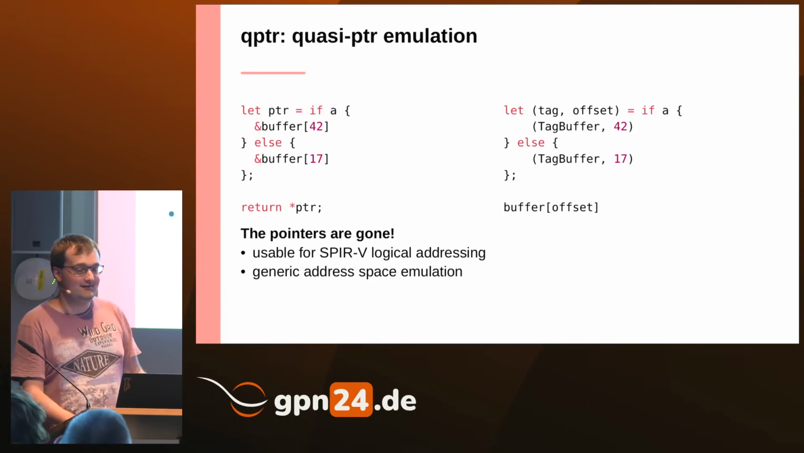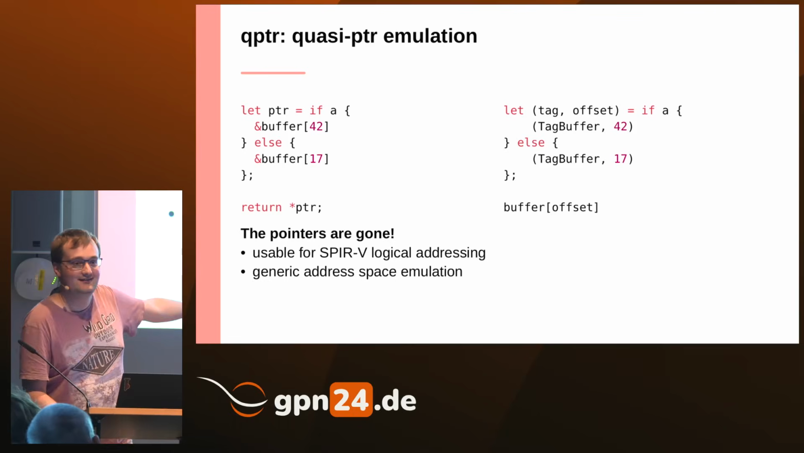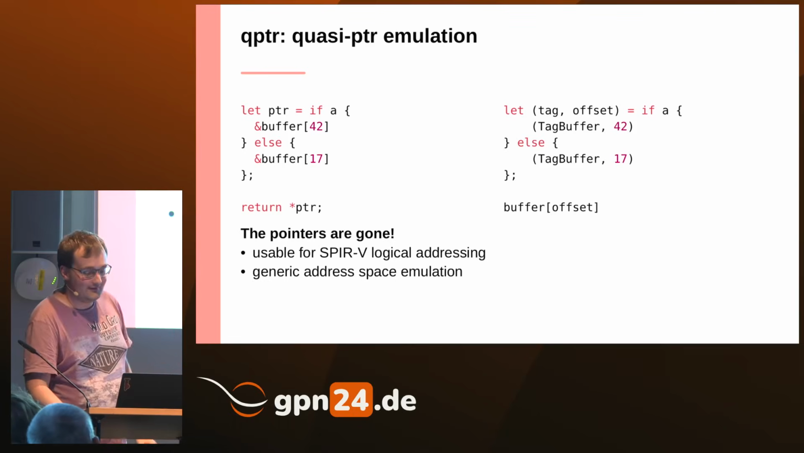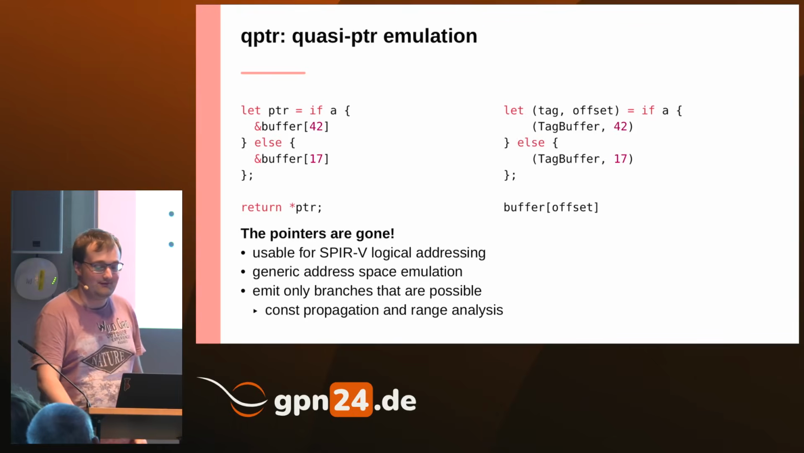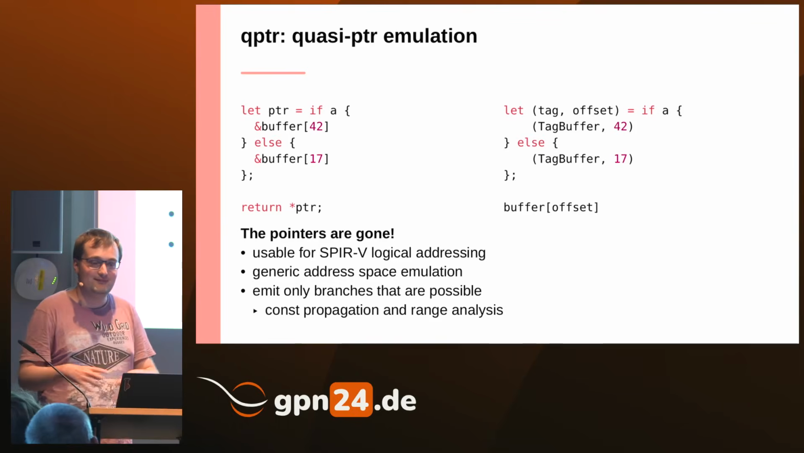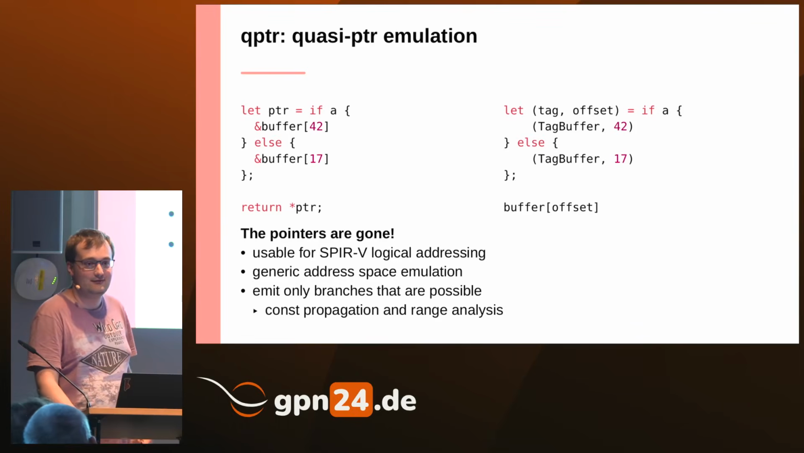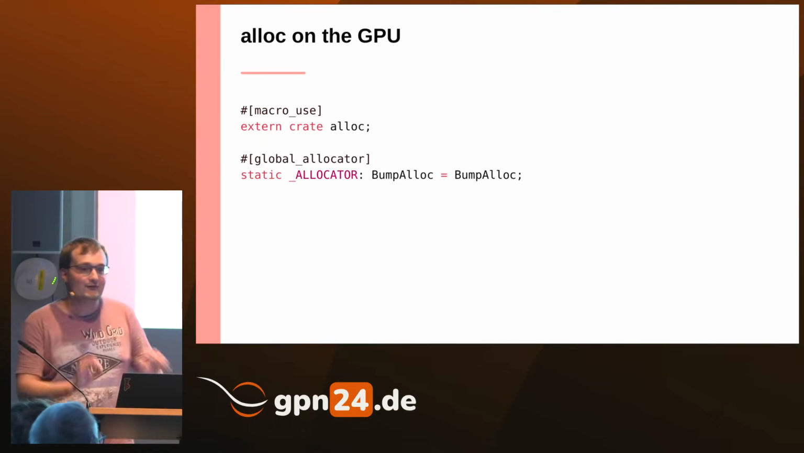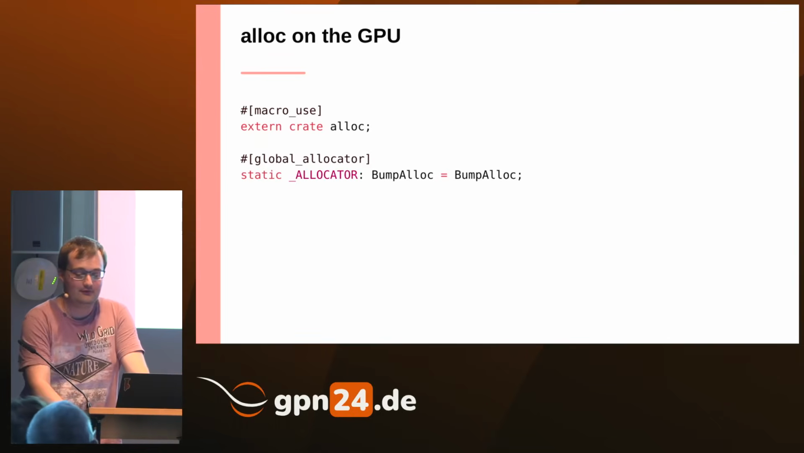And now, is the code that different? It's pretty much the same code. It shouldn't be much more inefficient. If you just do const propagation and range analysis and are a bit smart about how you do this, you can get just as much efficiency if you don't mix address spaces. And this is actually good enough to get alloc on the GPU.